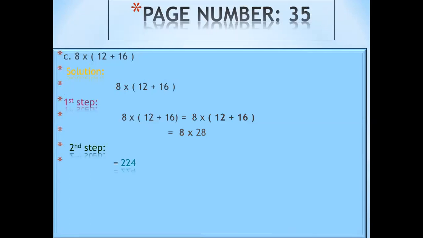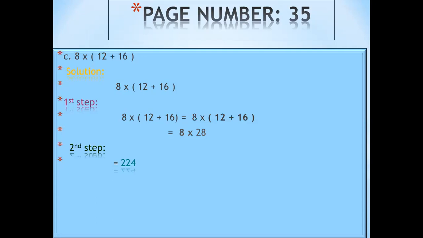Come to part C. 8 multiplied by 12 plus 16. Again, first we simplify the bracket. We add the numbers 12 plus 16. 12 plus 16 is 28. After addition, we multiply 28 with 8. 224. 224 is our answer.